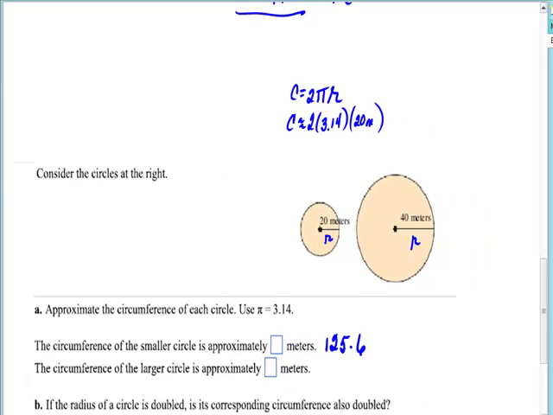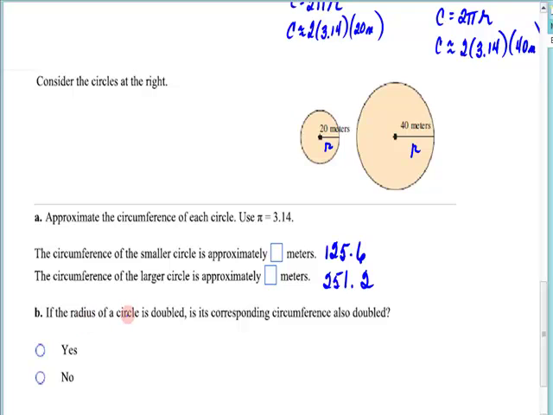For the larger circle, I use the same formula. Circumference is 2 pi r. Circumference is approximately 2 times 3.14 times 40 meters. So 2 times 3.14 times 40, and I get 251.2 meters.